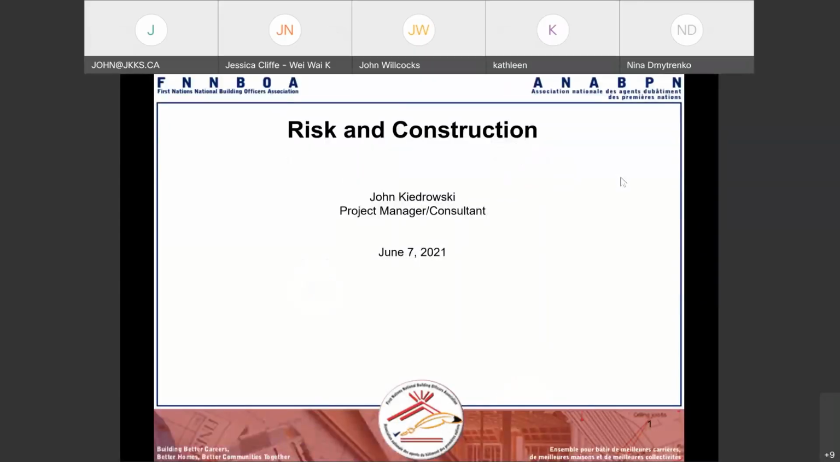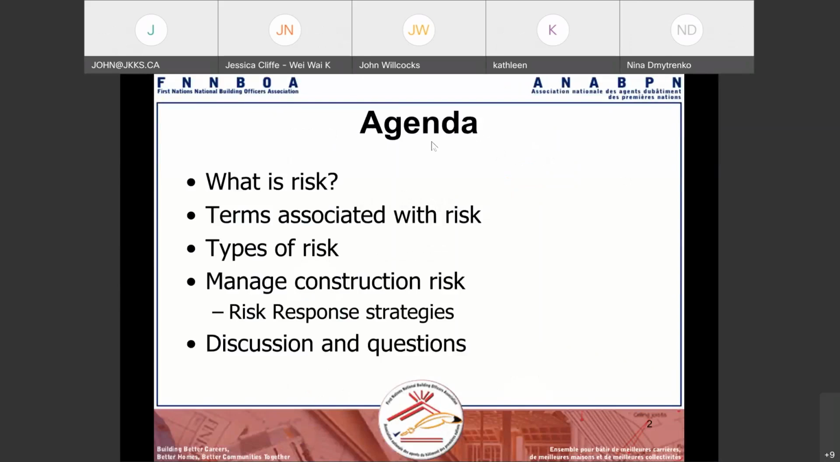Today we're going to focus on, oh, there we go. I can't figure out how to change my slide. There we go. So we're going to look at the terms. What is risk? Terms associated with risk. What are the types of risk? Manage construction risk. Some of the risk response strategies and some discussions and questions.